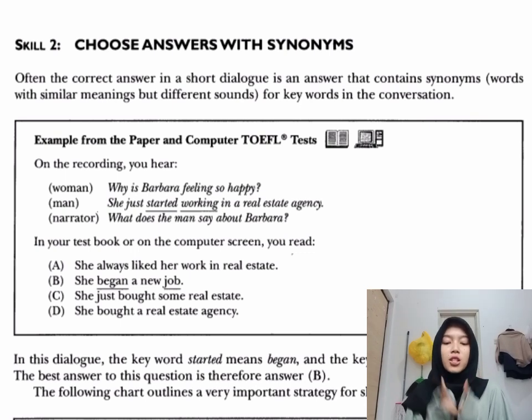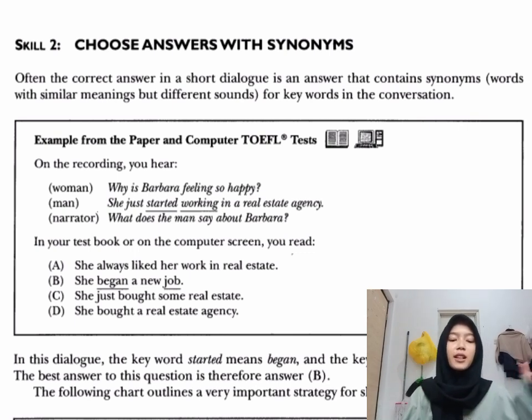And then B, she began a new job. Began is similar, a synonym, to started. Job is similar to working. C and D have a similarity, guys, so we have to forget about C and D, because they have a similar meaning. So B is the right answer.